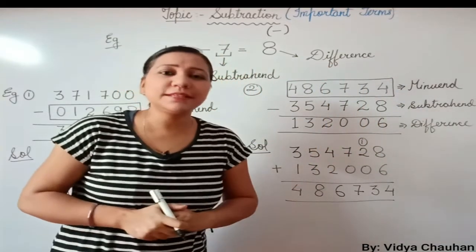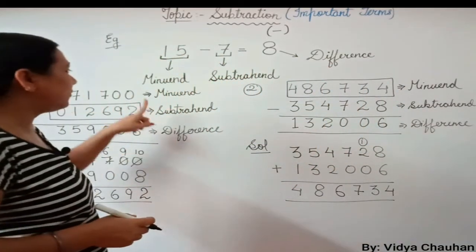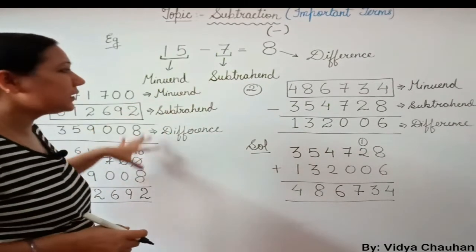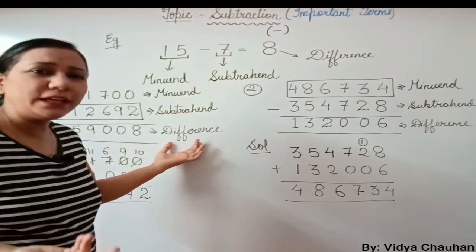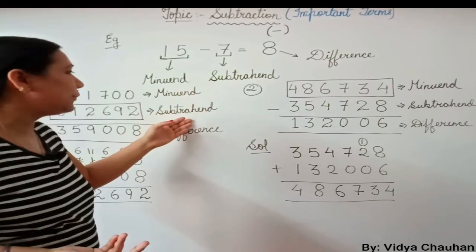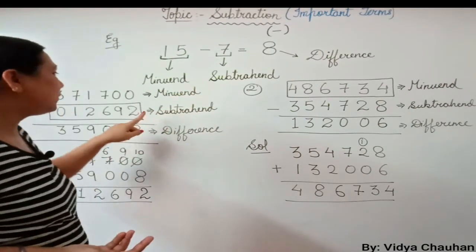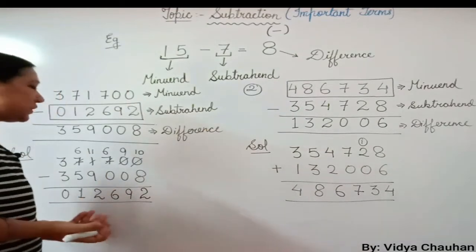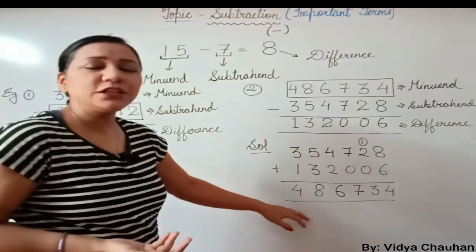So students, this is how you can find the value of minuend, subtrahend and difference by using this method. Difference is quite easy. You simply subtract subtrahend from minuend. But when the subtrahend or the minuend is not given to you, in one case you have to subtract and in the other case you have to add.